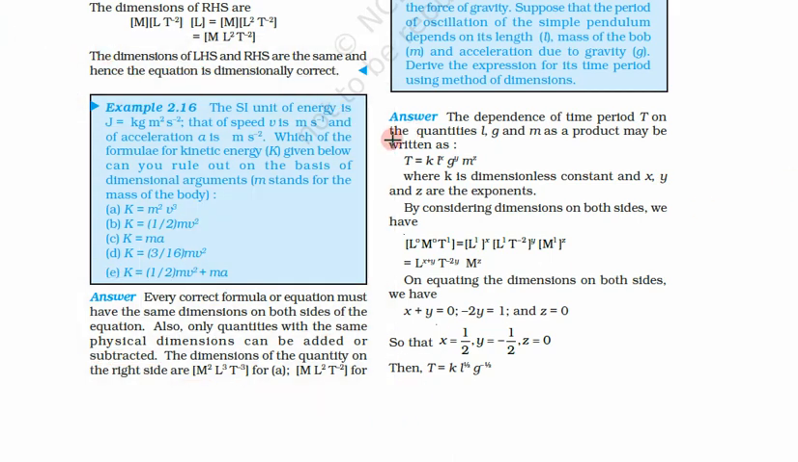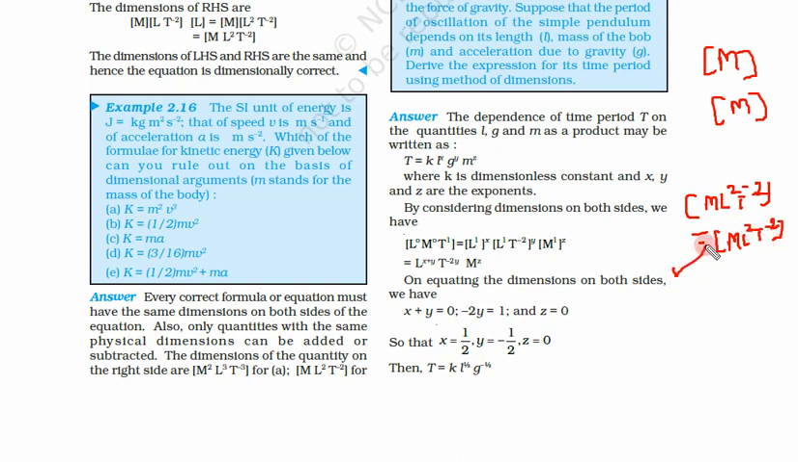Only similar quantities can be added. Mass can be added to mass, but L cannot be added to mass. Also, both sides must match. Suppose this side is M L square T minus 2, then the right side must also be M L square T minus 2, and then this formula or equation is dimensionally correct.